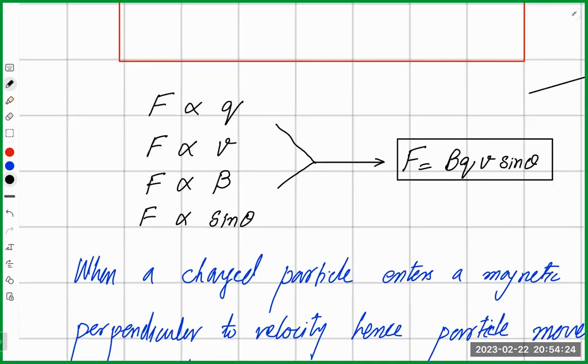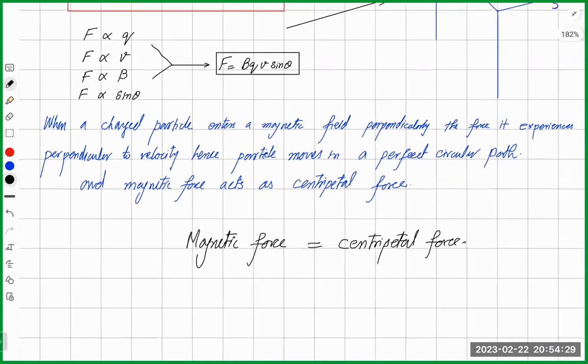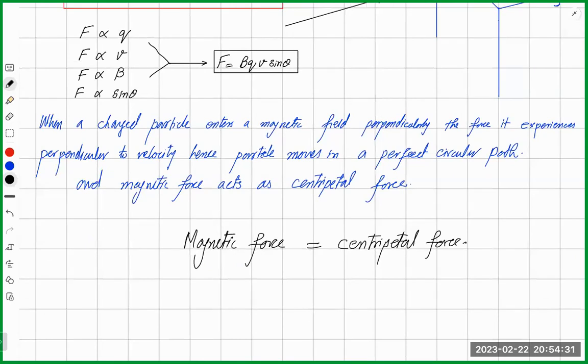Now, when a charge particle goes into a magnetic field and moves perpendicular to the magnetic field, it moves in a perfect circular path. I have used the word perfect circular path. Why perfect circular path? It's moving perpendicular to the magnetic field, and there is a force which is perpendicular to the velocity. So when there is a force perpendicular to the velocity, it is also the centripetal force.